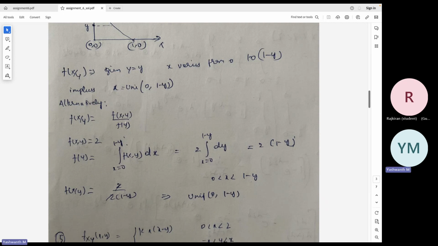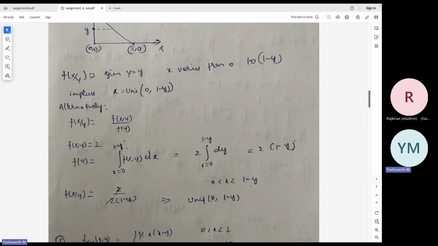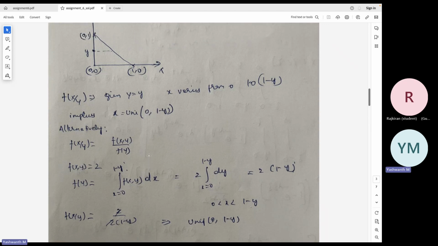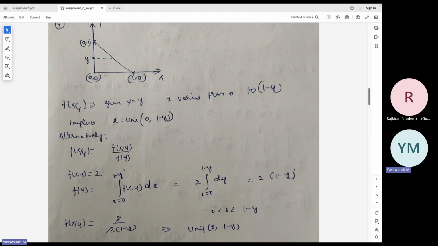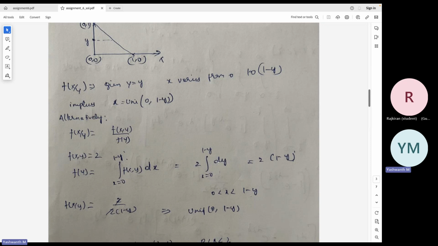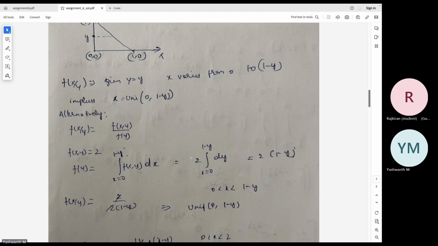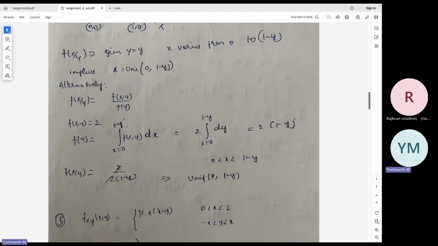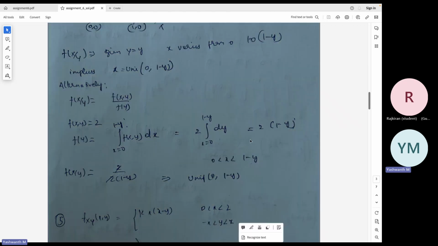So what is f of y? I want f of y also. For f of y, you need to marginalize over x. Now, if you want to marginalize over x, x can go from where to where? In this triangle, x can go from 0 to 1 minus y. So substitute that f of x, y is 2, and you are integrating over dx. There is a typo here, so please be mindful of this. x is going from 0 to 1 minus y. That is nothing but 2 into (1 minus y). This is valid in this region only, when x is less than 1 minus y.